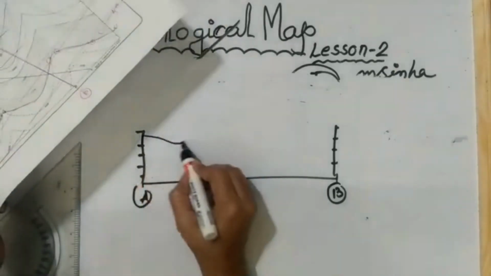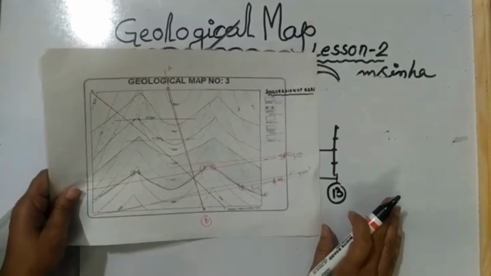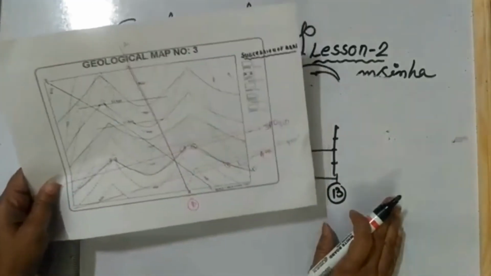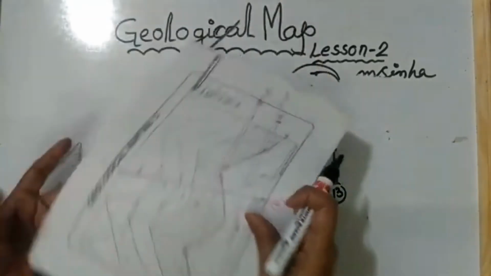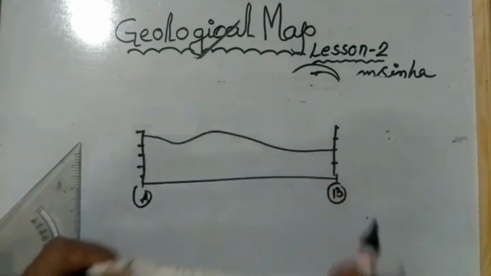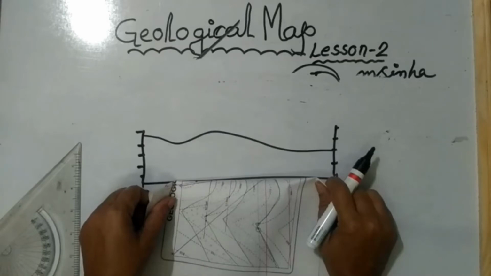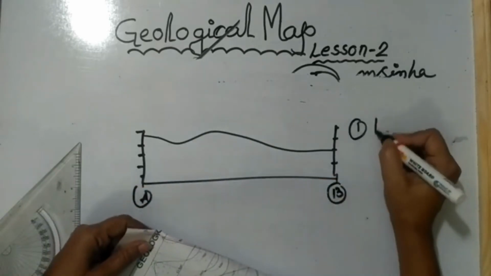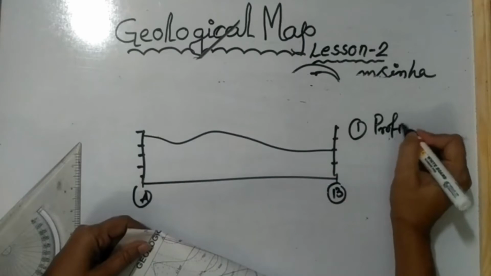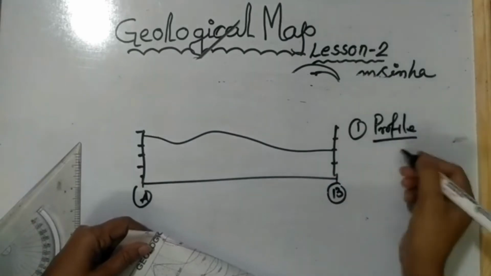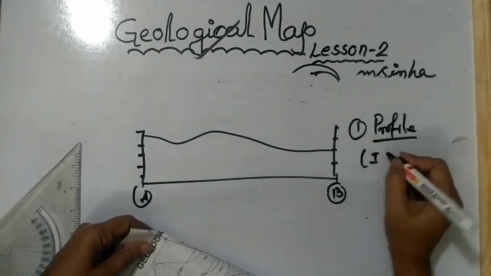It's very simple. Suppose the profile is that kind. Okay, draw a profile. After drawing the profile, the direction of AB is that kind of direction. Okay, after drawing this kind of profile, this is the profile. The first thing is to draw the profile lines along the section line and identify the landscape.